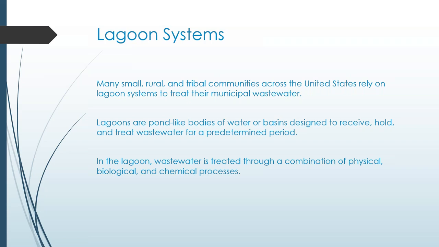So now that we have discussed briefly the conventional septic system and the aerobic septic unit or aerobic treatment unit, which we've classified as on-site wastewater treatment systems, we now can transfer the discussion into lagoons. Many small rural and tribal communities across the United States rely on lagoon systems to treat their municipal wastewater. In the lagoon, wastewater is treated through a combination of physical, biological, and chemical processes.